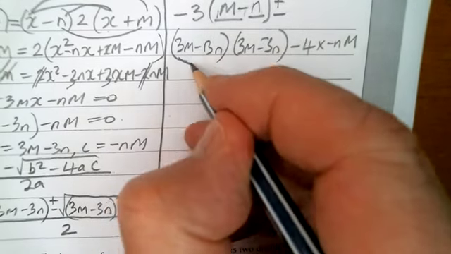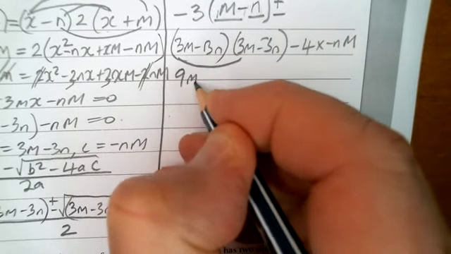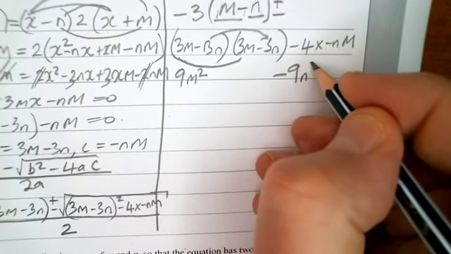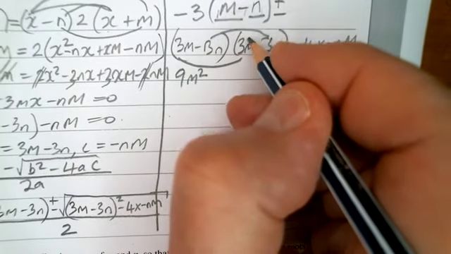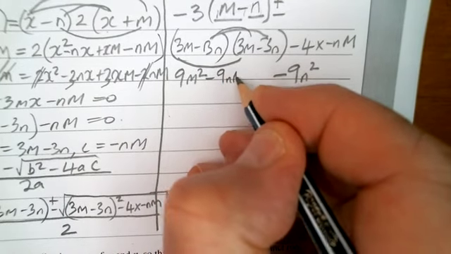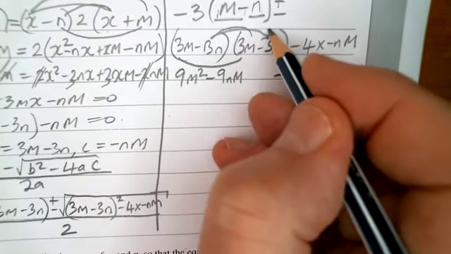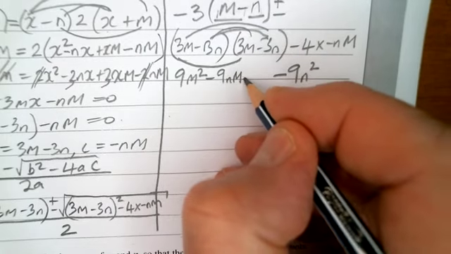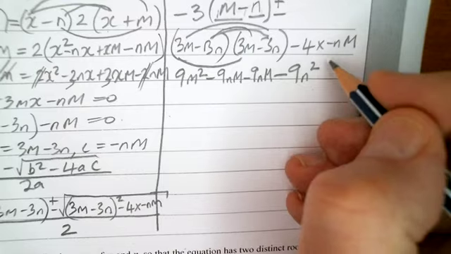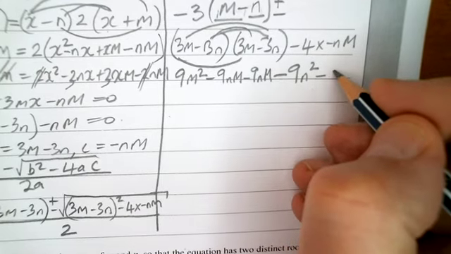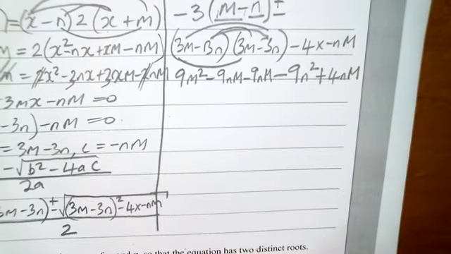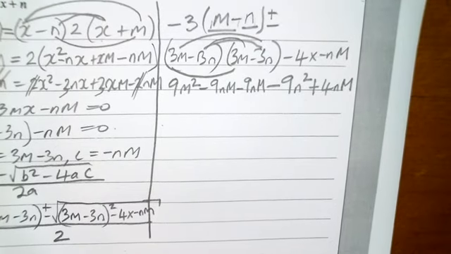Okay, so 3 3s are 9, so it's going to be 9m squared. This is going to be minus 9n squared. This is going to be minus 9nm, and this one here is going to be minus 9nm again. And this is going to be plus 4nm. All right, so that kind of looks about right.